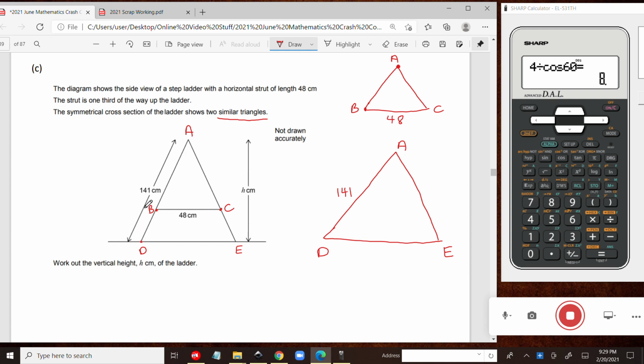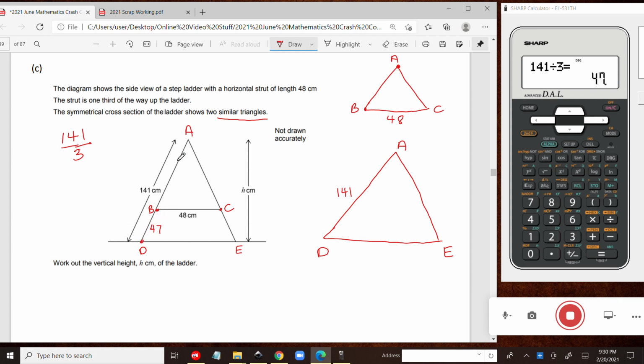So the whole distance is 141. So if I take 141 and divide it by 3, let's see what we get on our calculator. I'm finding 1/3 of 141. 141 divided by 3 is 47. So that means BD is 47 from B to D only, because they said the strut was only 1/3.